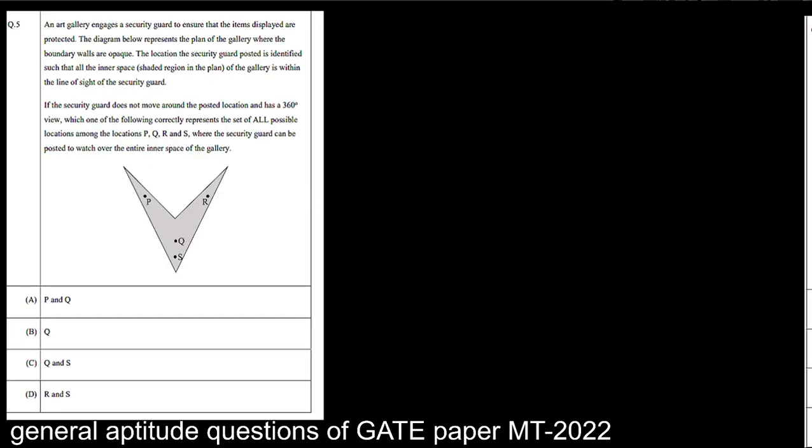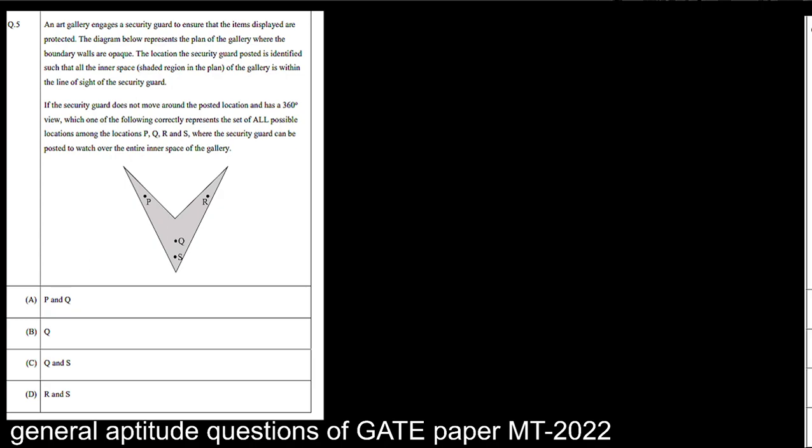Okay, now let's solve question number 5. So question 5 says an art gallery engages a security guard to ensure that the items displayed are protected. So now okay, we have one gallery and we engaged one security guard to ensure that the products that are placed in the gallery must be protected. The diagram below represents the plan of the gallery. Okay, now here we have a triangular shaped diagram. Now here this diagram is nothing but simply the plan of our gallery, where the boundary walls are opaque.